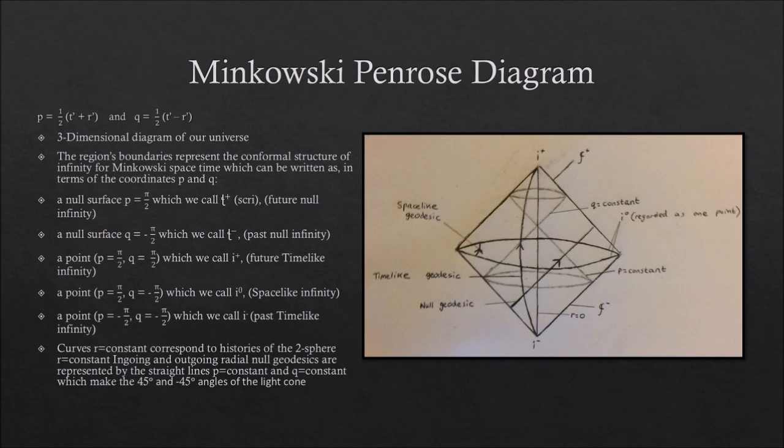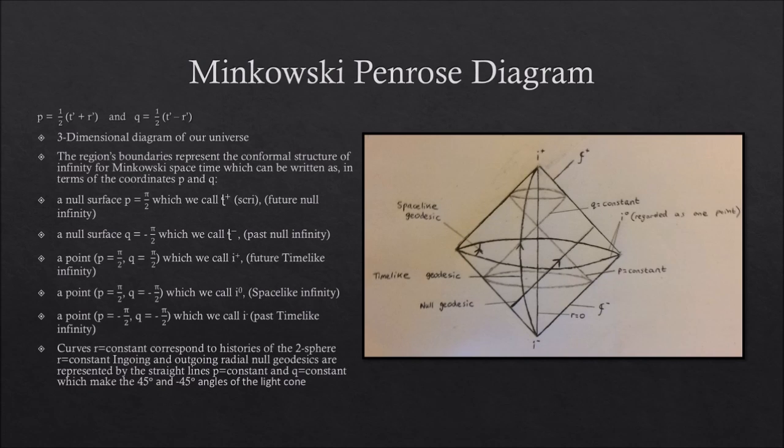We've got the past null infinity, which is the bottom right. Future time-like infinity, which is the point at the top. Space-like infinity, which is the point at... oh, it's not the point, it's regarded as one point, but it's the three-dimensional ring in the centre. And the past time-like infinity, which is the bottom point.